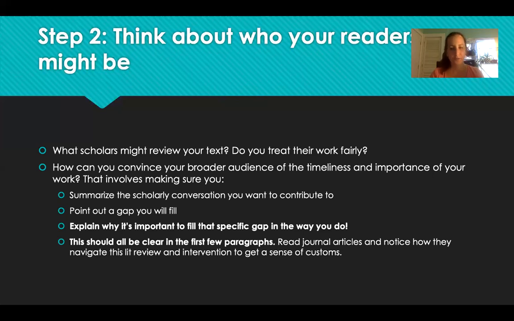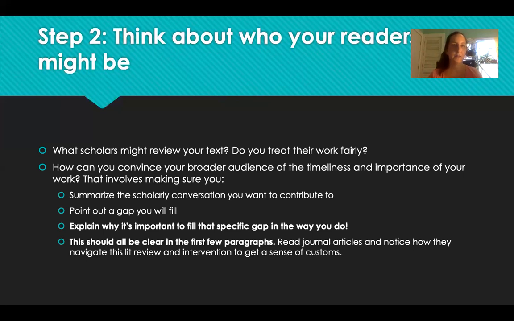You can read a lot of journal articles in this process and notice how they navigate this lit review and intervention to get a sense of what's customary. So how do they frame a conversation? Do they use signposting language like I argue XYZ? Do they say, while X people say this, I say Y? Do they not use signposting? What are some of the other techniques that they use? When do they introduce their thesis? There's going to be some variety there.